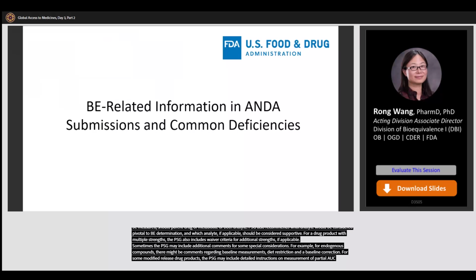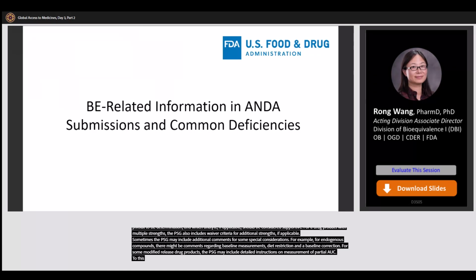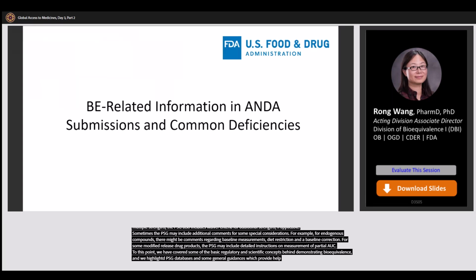To this point, we have covered some of the basic regulatory and scientific concepts behind demonstrating bioequivalence, and we highlighted PSG databases and some general guidances which provide help to generic drug development. To close this presentation, I would like to take a few minutes to provide a quick overview on BE information that is needed in ANDA submissions and common deficiencies observed by our assessors in the Office of Bioequivalence. We hope these could help you submit complete and high-quality bioequivalence submissions in your ANDA.